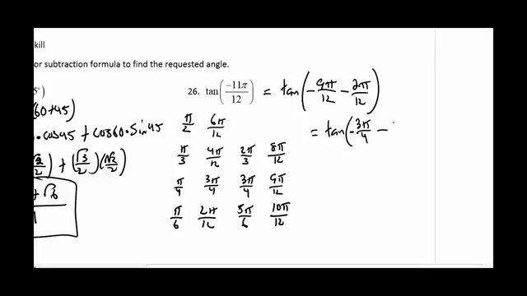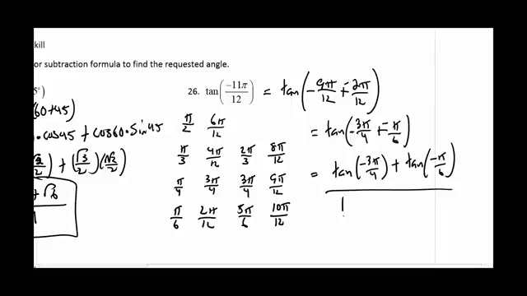subtract pi 6. Okay, so now I got to use the difference of tangent formula. Or I could just use sum of tangent, just make everybody negative. Let's just do sum of negatives. Why not? Might as well stick to something easy. So tangent of negative 3 pi fourths plus tangent of negative pi 6 all over 1 minus tangent of negative 3 pi fourths and tangent of negative pi 6.